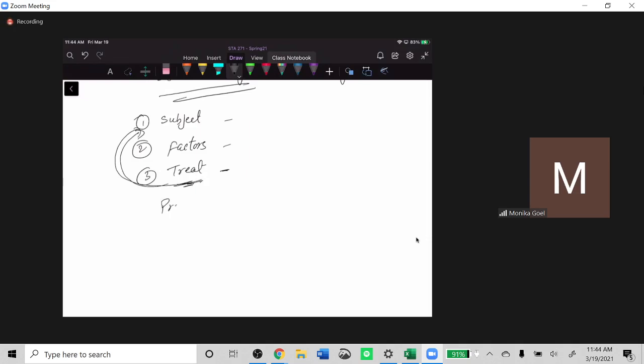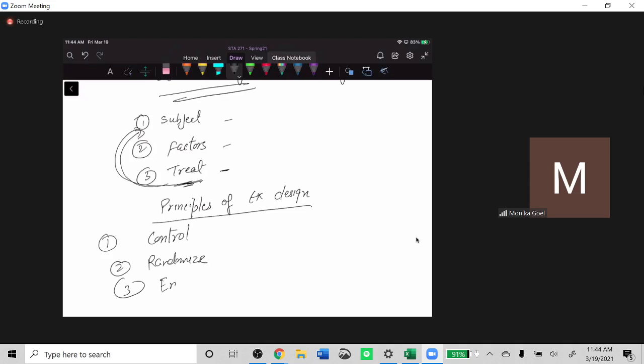We also talked about the principles of experimental design. The first principle is control, the second is randomize, and the third is enough subjects. When we say control, what are we controlling here? We are controlling the effect of lurking variables or confounding variables. How do we do that? By applying the treatments and then comparing those treatments.